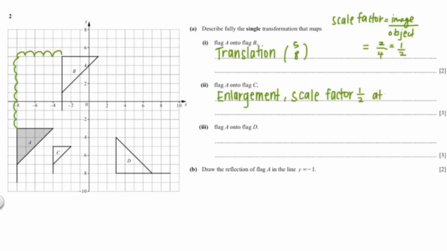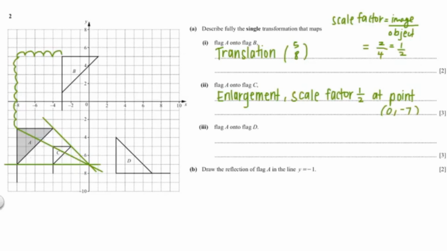And now for our last mark, we have to state the point where it enlarges at. To find the point where it enlarges at, you're going to have to grab your ruler and connect the vertices of your shape. So that is what I'm doing right now. Where all your lines intersect, or where all your lines meet, is where your shape enlarges at. As you can see, all the lines meet at the coordinates (0, -7).